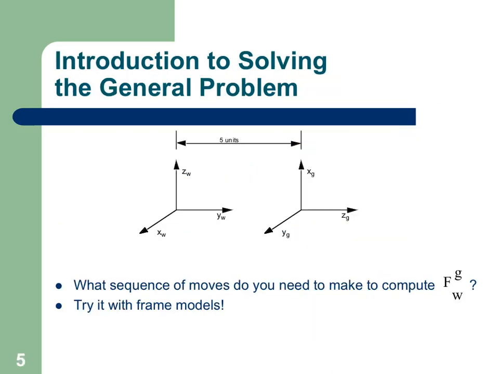So here's a problem that we had before. We have the W frame and the G coordinate frame, and I want to know, how do I compute the frame transform from W to G? That is, how do I move starting at the W frame so that it aligns with the G frame? I strongly encourage you to do this using some pencils stuck together with duct tape or something. Physically make these frames and see if you can figure out the transformation.